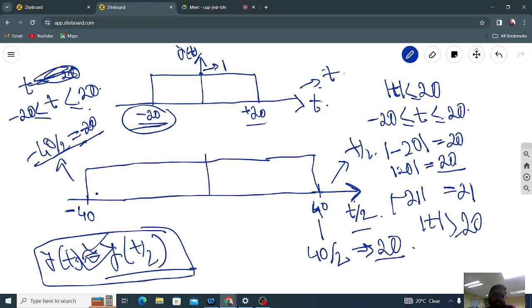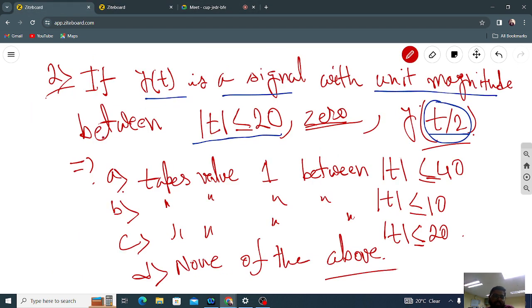So the signal will spread out if we divide the t-axis by a factor a. It will spread out by a factor of a in time. So the correct option is option A.